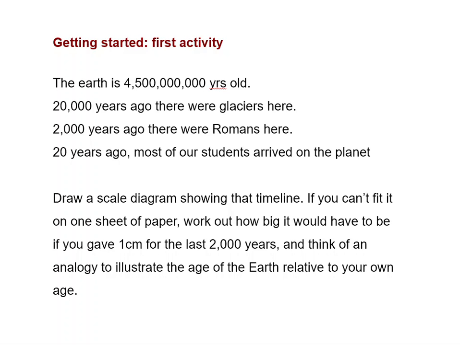So put yourself and put your history and put your glacial history into context and try to draw a scale diagram of some kind that shows that timeline. You're not going to be able to fit it on one sheet of paper probably if you try drawing a straight line. So how big would your bit of paper have to be if you gave, say, a centimetre for the last 20,000, a centimetre for the last 2,000 years, say? Or can you do it on a spiral or do it in some other way?